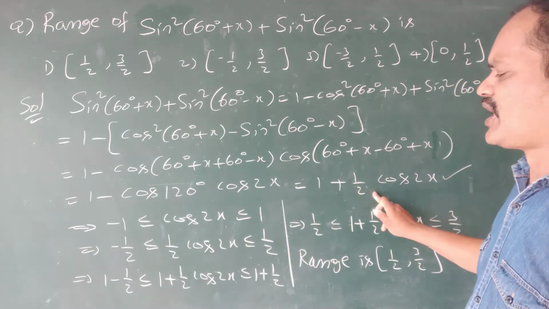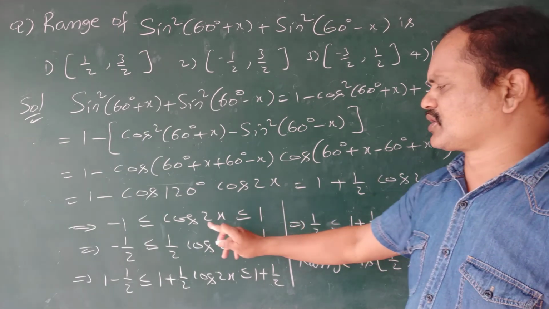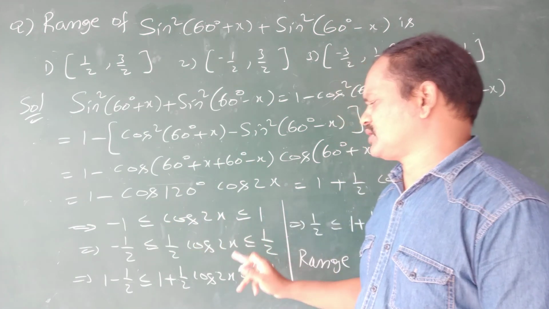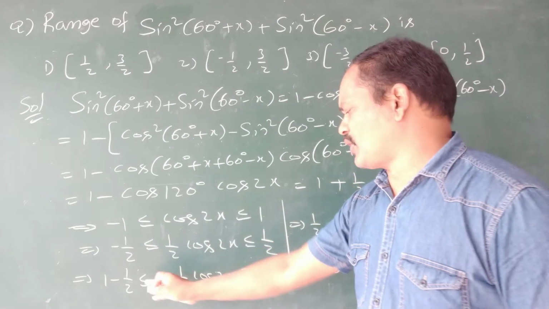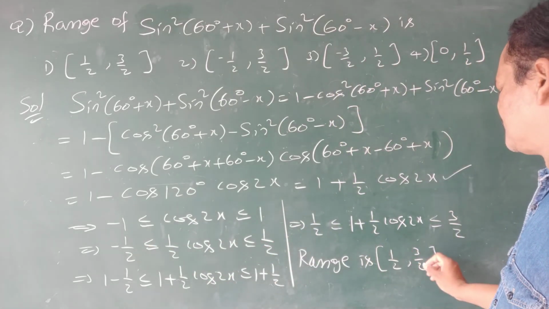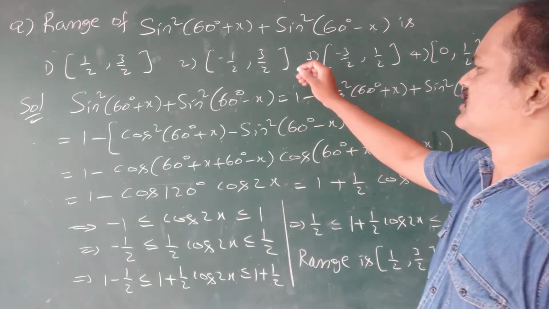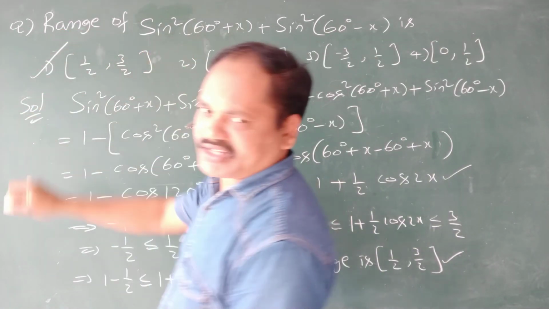So for this we have to identify the range. Cos 2x lies within the interval minus 1 to 1. So multiply with minus 1 by 2 and add 1. Then we get the range of this function as 1 by 2 to 3 by 2. That is the first option. That's why the first option is the right answer for this question.